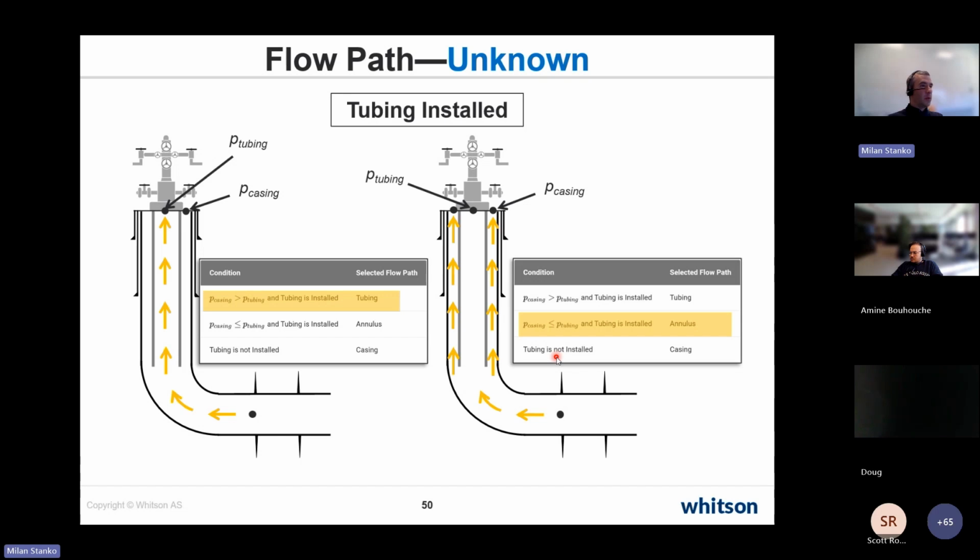Here you see this in more detail. If P casing is less than P tubing, then this pressure is lower than that pressure, and it always goes through the flow path that has the lowest top pressure.